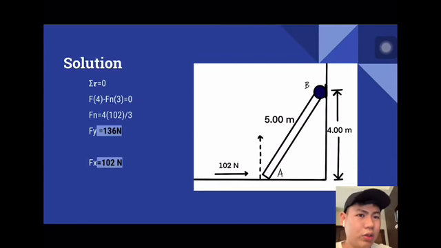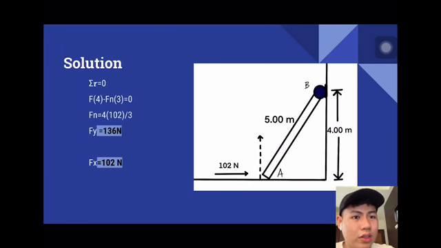It's important to note that the system is in equilibrium, so the net torque is 0. And you can notice right here that this is a 3, 4, 5 triangle. So we can note that the force being applied multiplied by 4, which is the lever arm, minus the normal force, the vertical component, multiplied by 3, will give you 0. So all you have to do is find the normal force, which is 4 times 102 divided by 3, which will give you 136 newtons.